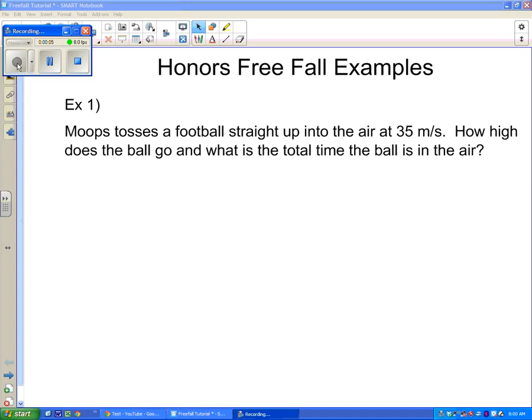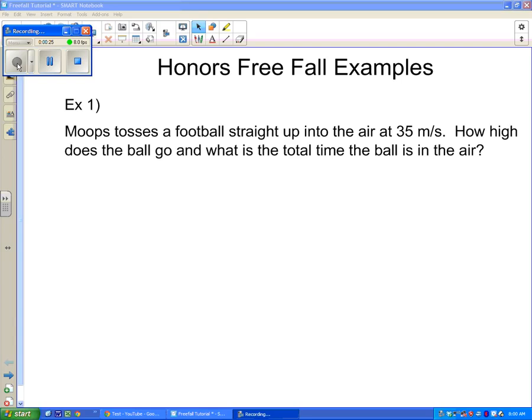In this tutorial, we're going to look at an honors problem involving free fall. And the math for these problems is going to be very similar to the math we did in the previous motion problems, but the concepts are a little trickier. I'm going to explain that right now, and then we're going to go through two examples.